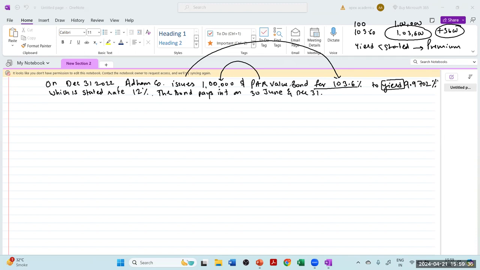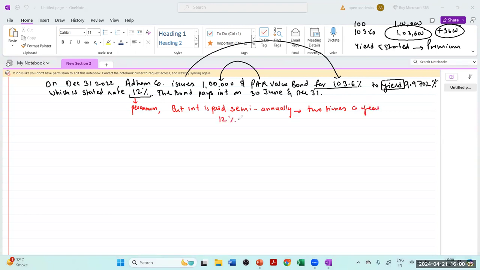Now, second thing, you need to know that the stated rate of interest is going to be on a per annum basis, but interest is paid semi-annually. Agreed or disagreed? What is the meaning of semi-annually? Two times a year. Twice a year.